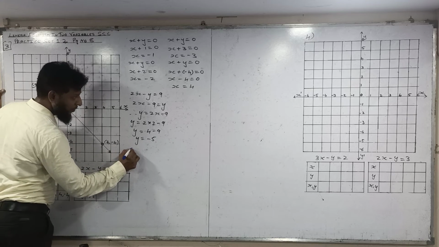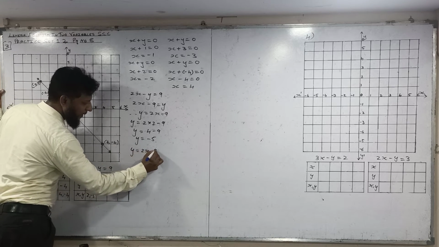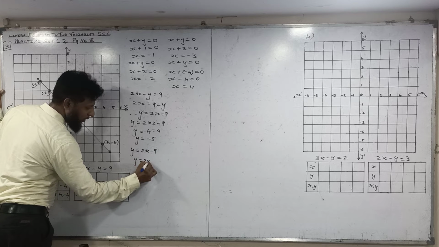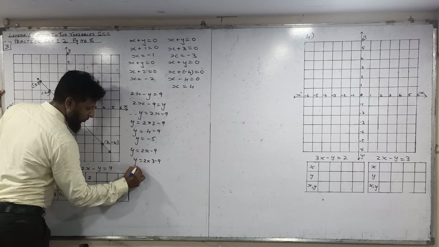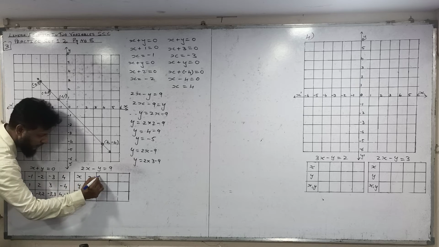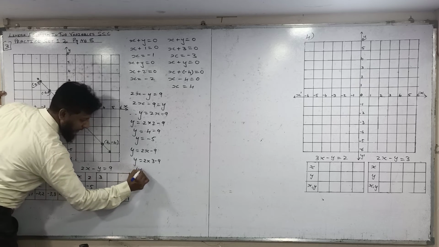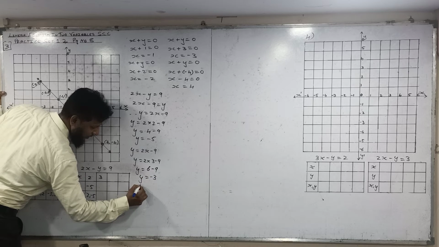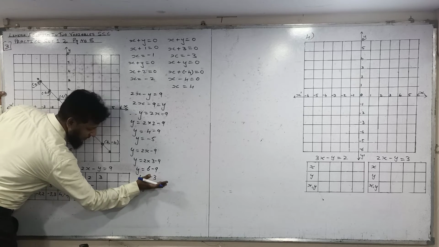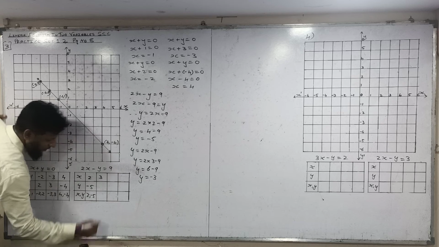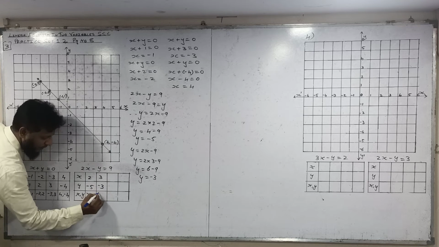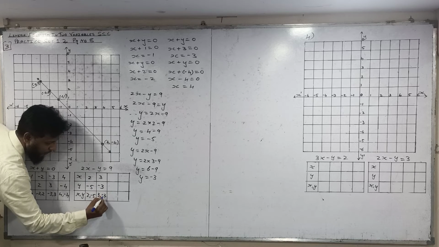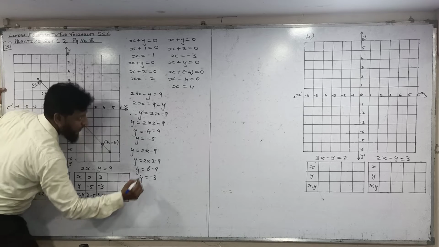Now again y is equal to 2x minus 9, take 3. So which value am I taking? X value 3. So now solve it. 2 3s are 6 minus 9, y is equal to minus 3. So y is equal to minus 3. Now 3 and minus 3.